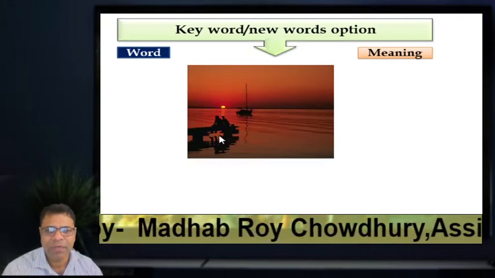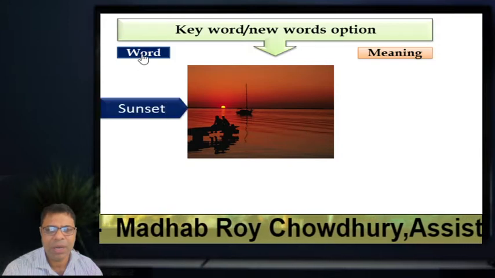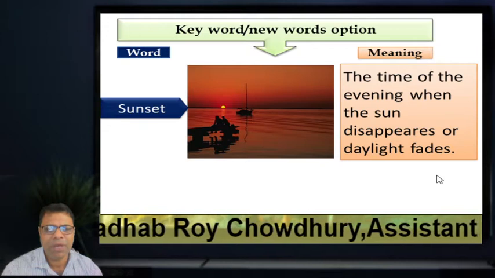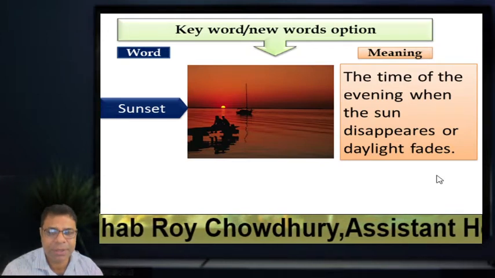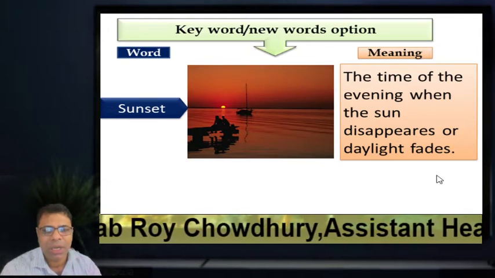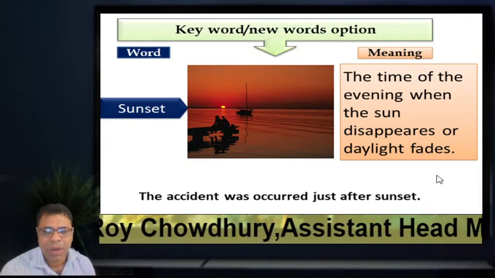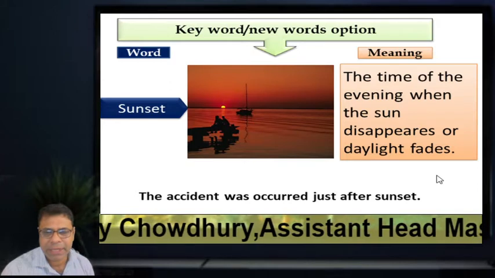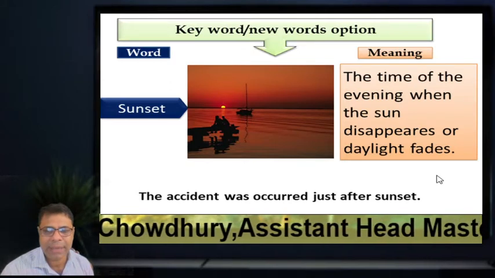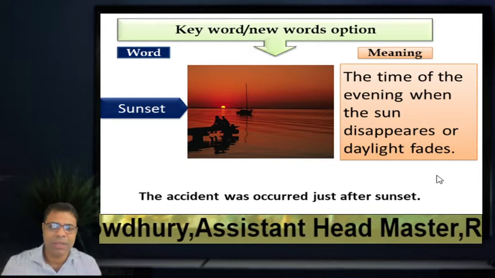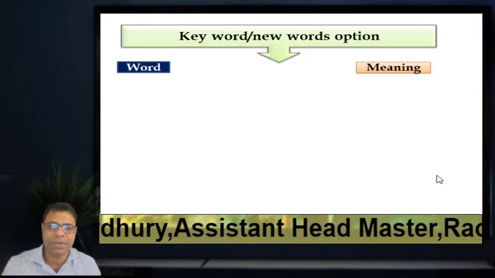Then, very beautiful, this is called sunset. What is the meaning of the word? The time of the evening when the sun disappears or daylight fades. I have written a sentence for you with the word: the accident occurred just after sunset.